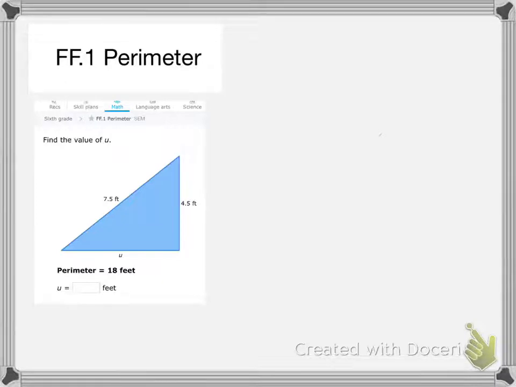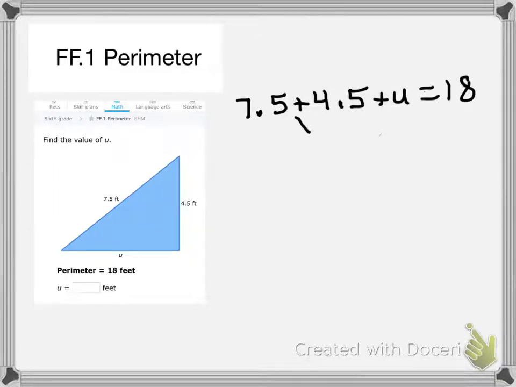So here we have a triangle. We want to find the value of U, that's on the bottom there, and we're given the perimeter of 18. So we know the sum of all the sides equals the perimeter. When I add up 7 and 5/10 plus 4 and 5/10 plus U, it has to equal 18. I'm going to combine these like terms. 7 and 5/10 plus 4 and 5/10 is 12. And 12 plus U equals 18. We know 12 plus 6 equals 18, so that means U has to equal 6.